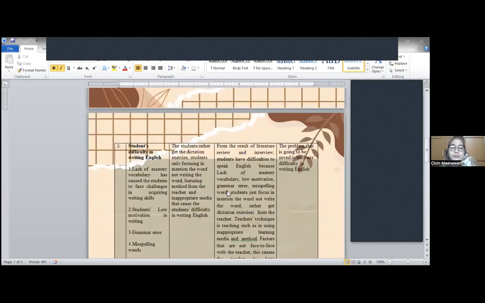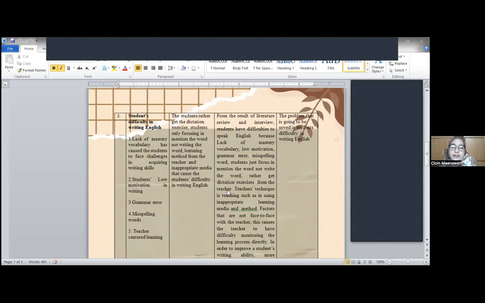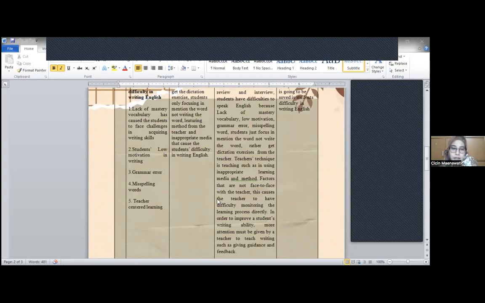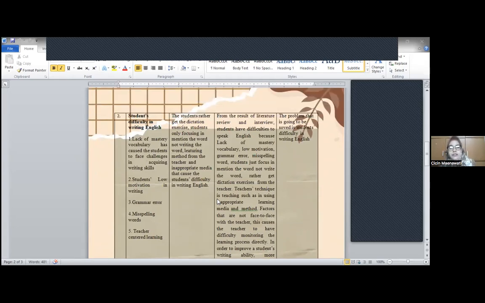And the second problem, students' difficulty in writing English because lack of vocabulary mastery causes students to face challenges in acquiring writing skill. Students' low motivation in writing, grammar errors, misspelled words, and teacher-centered learning. Okay, for the root causes of the problem, the students mostly get dictation exercises. Students only focus on mentioning the word, not writing the word, the lecturing method from the teacher, and inappropriate media cause the students' difficulty in writing English.